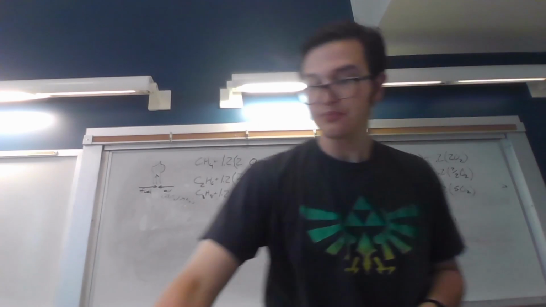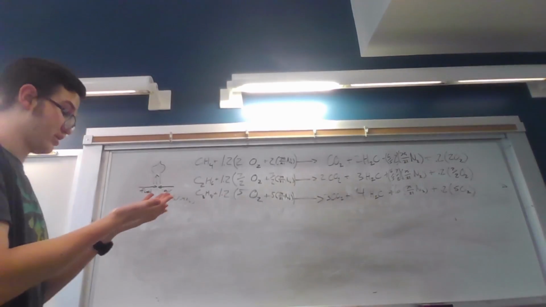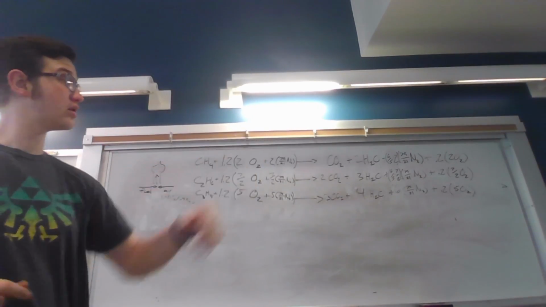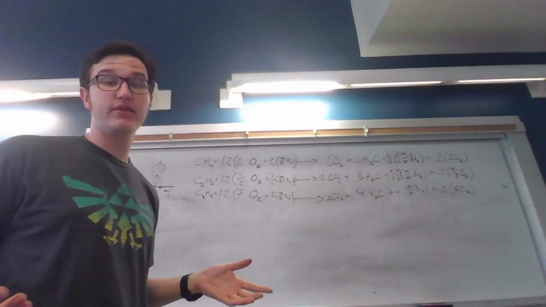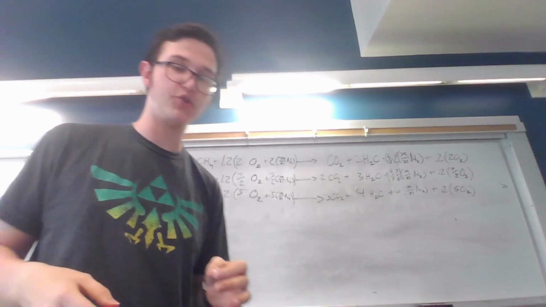So now that we have that, we have our stoichiometry, and we can use that later to figure out what we need to do in our coding to finally figure out at the very end the adiabatic flame temperature.